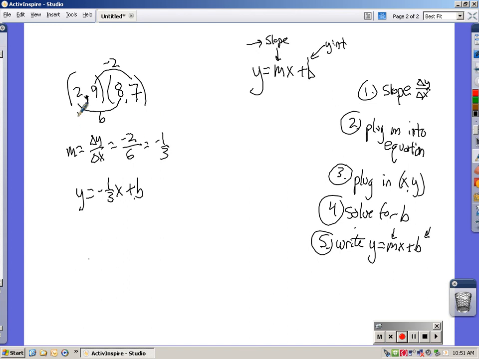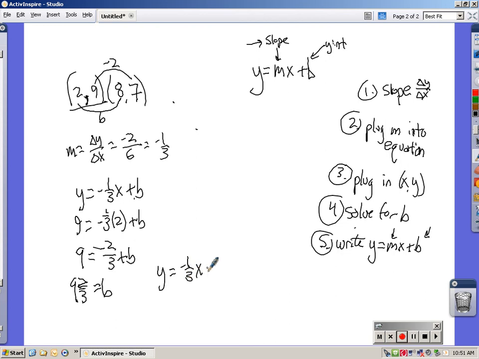All right, pick a point and plug it in. I'll pick this one. X is 2 when y is 9. Negative 1/3 times 2 is negative 2/3. I plugged it in, and I'm already solving for b. Add 2/3 to both sides. 9 plus 2/3 is 9 2/3. 9 2/3 is b. So I solved it for b. Now I know my pieces. Y is negative 1/3 x, and then my intercept is 9 2/3.